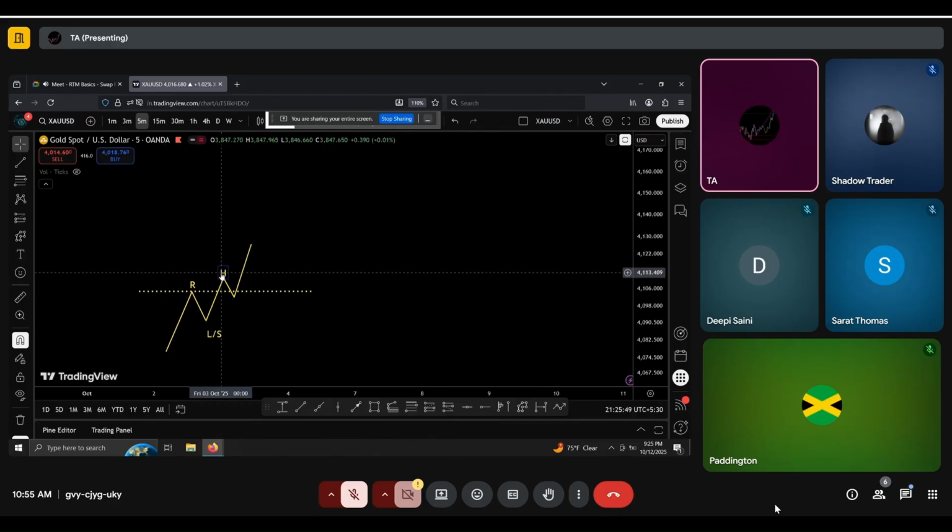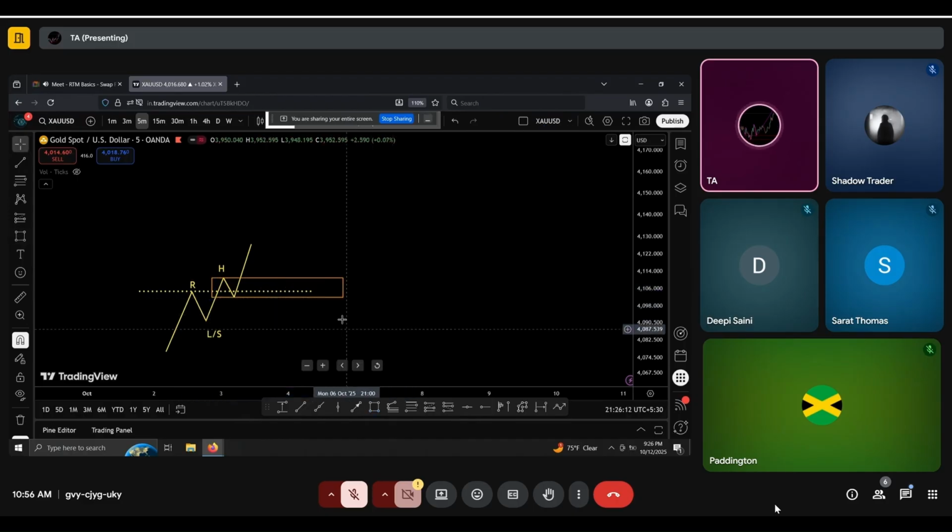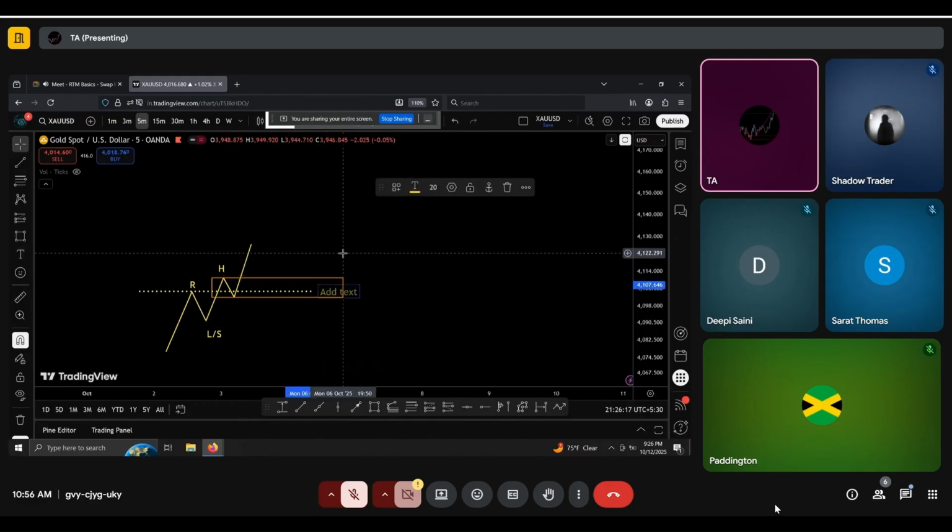Okay, then it pulls back, came back and goes up. This is where the price goes up, came back, but did not come back to this support level, or S level. So we call this fail to return, or FTR. This zone is called FTR.